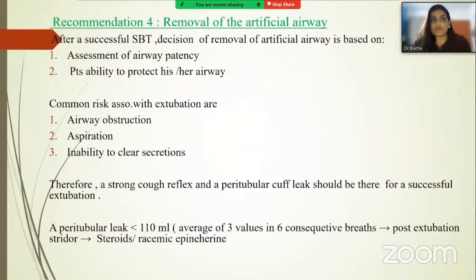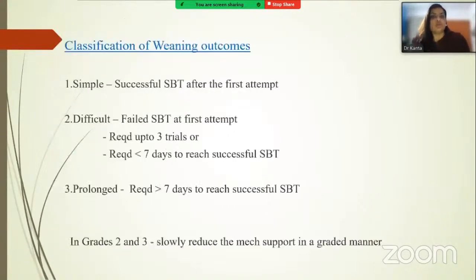Once we've had a successful SBT in the first trial, we can think of removing the artificial airway. But the patient needs to be assessed for airway patency or his ability to protect his or her airway, because the common risk factors associated with extubation are airway obstruction, aspiration, and inability to clear the secretions. Therefore, a strong cough reflex and a peritubular leak should be there for a successful extubation.